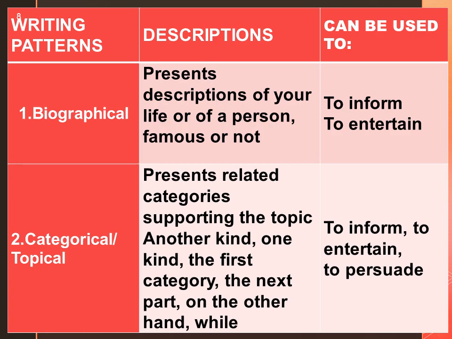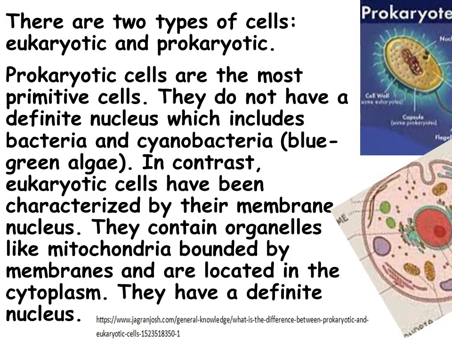Now let's have the first. There are two types of cells, eukaryotic and prokaryotic cells. Prokaryotic cells are the most primitive cells. They do not have a definite nucleus, which includes bacteria and cyanobacteria, blue-green algae. In contrast, eukaryotic cells have been characterized by their membrane nucleus. They contain organelles like mitochondria bounded by membranes and are located in the cytoplasm. They have a definite nucleus. Now, what type of pattern is used in this paragraph?